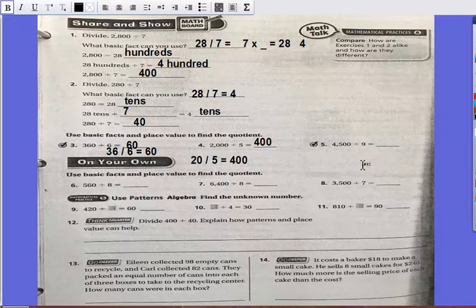Okay, and this next one, 4,500 divided by 9. So I'm going to change it to 45 divided by 9. 9 times what is 45? My answer would be 5. Since I took away the 2 zeros from here, I'm going to add my 2 zeros onto my answer. So my answer would be 500.